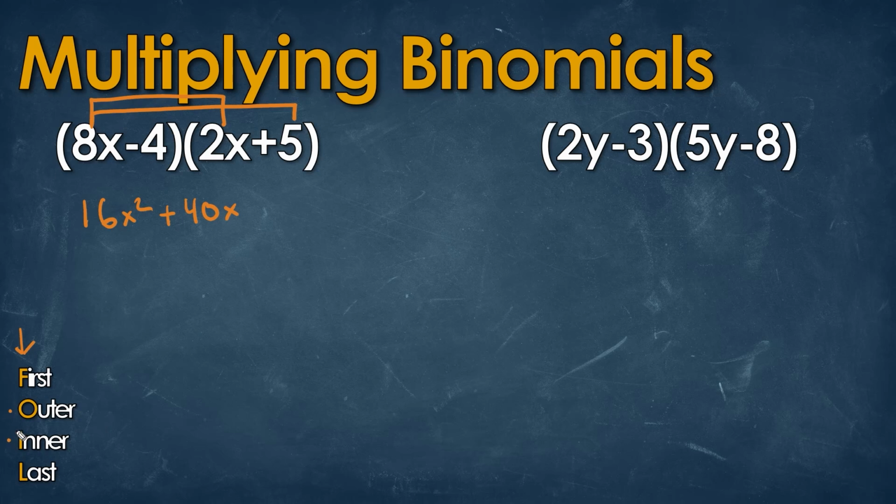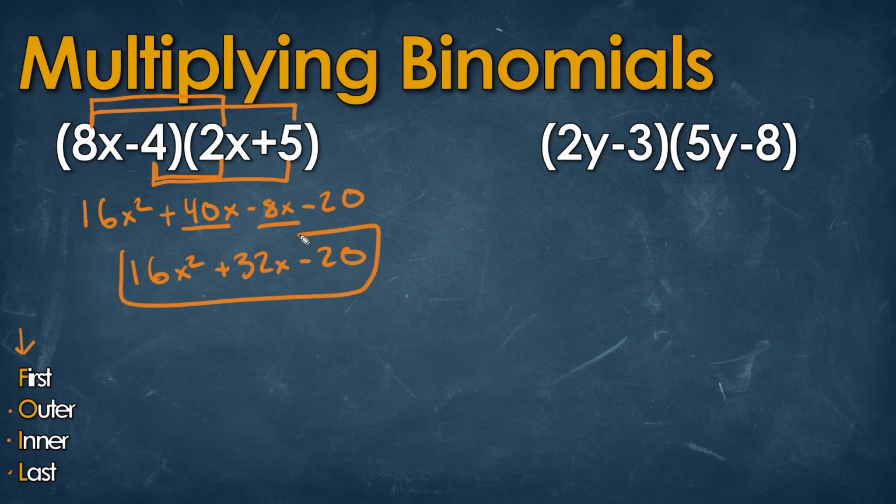Then we'll go for the inners. That's going to be this one and this one. That's going to give us negative 8x. And then we're going to go for the last. That will be this one multiplied by that one, which will give us negative 20. Now we can add these two items together. So we'd have 16x squared plus 32x minus 20. And that would be our final answer.